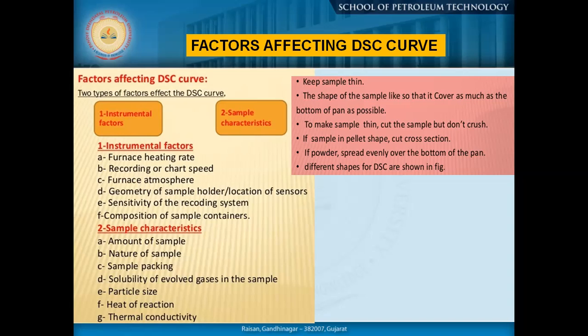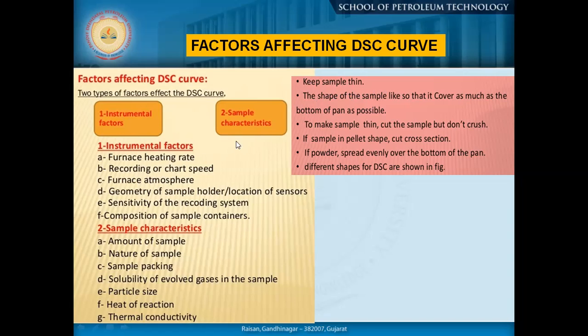Particle size we discussed earlier. If you have flakes or chips, it will not be proper; a powder of specific size will help us get proper data. Then heat of reaction and thermal conductivity of the sample. If the thermal conductivity is very good, the heat from the furnace or through the sample holder material will immediately reach your sample and propagate properly in every place. So keep the sample thin so that the heat is distributed.